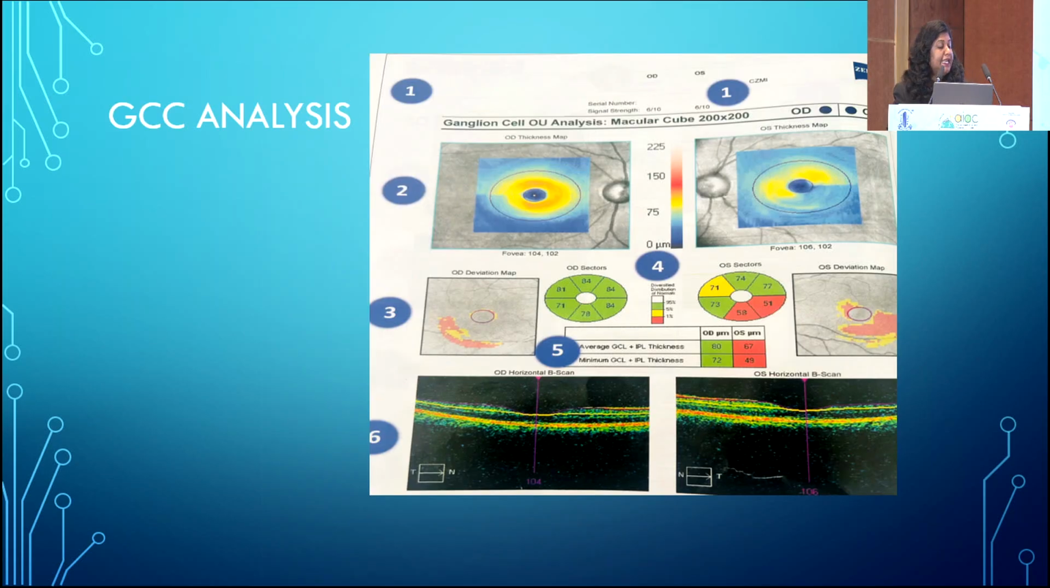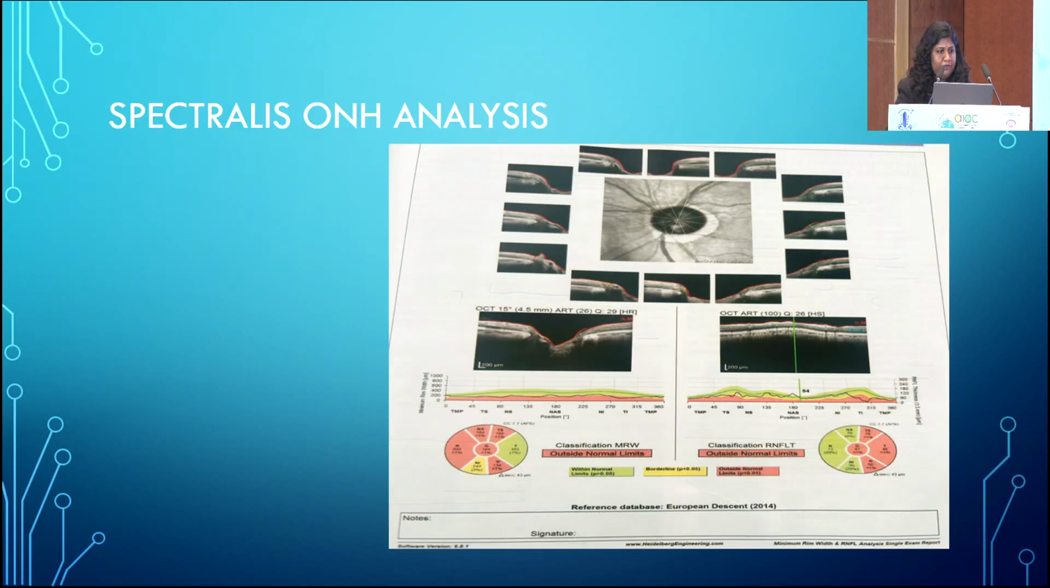The GCC analysis also defines it in the same way. In the thickness map blue is thin and in the deviation map red is abnormal. This is the picture of the Spectralis optic nerve head analysis.